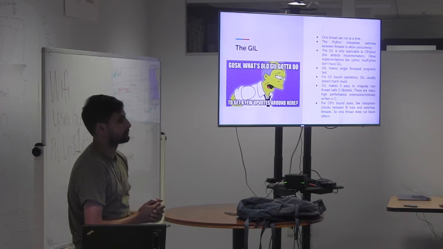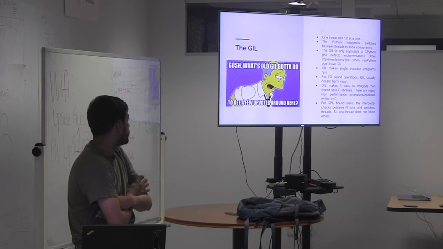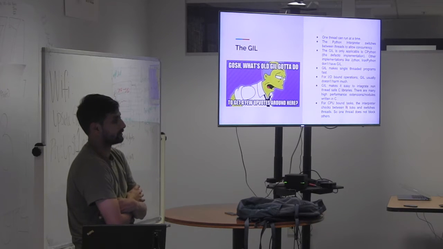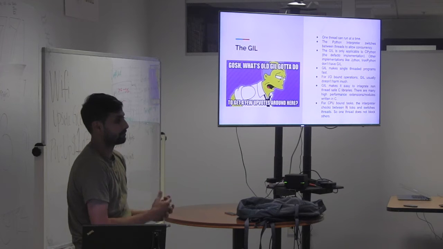The global interpreter lock is what ensures that the Python interpreter can only run one thread at a time, and it switches between those threads. When we talk about the GIL, we're really talking about the de facto implementation of Python, CPython. If we're talking about other implementations like Jython or IronPython, the GIL is not really applicable. Even though the global interpreter lock gets a bad rap, there are a lot of things that the GIL does very, very well.